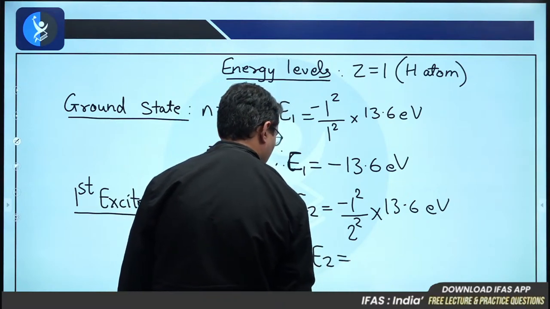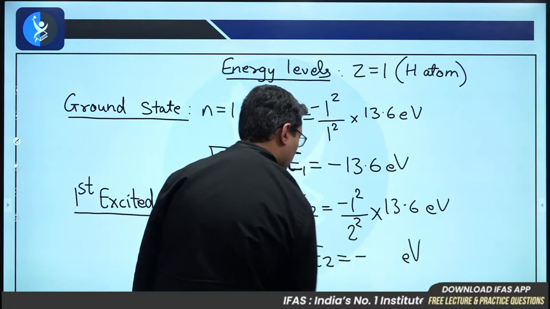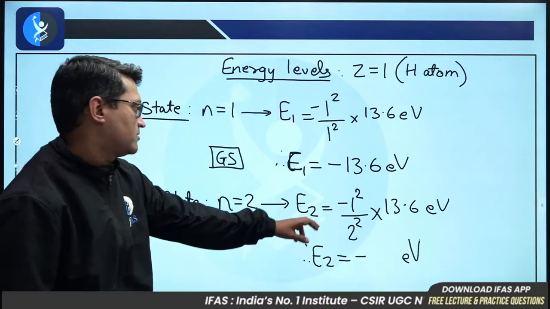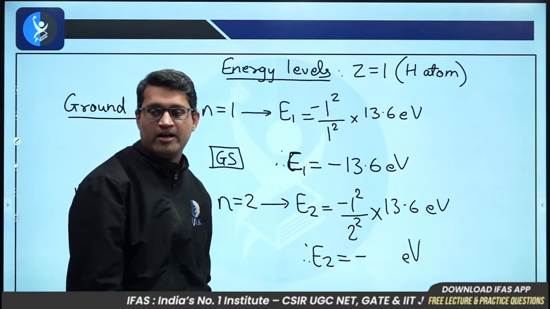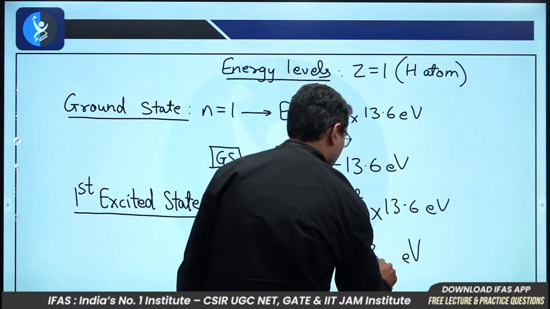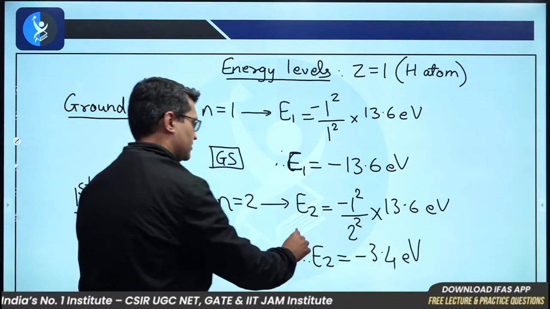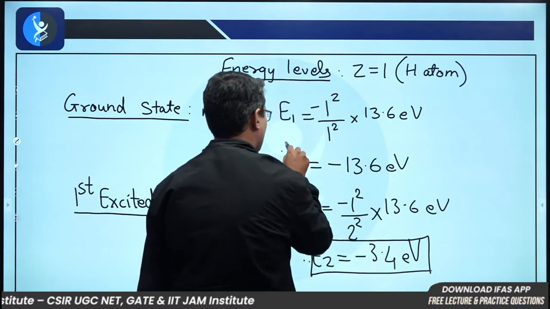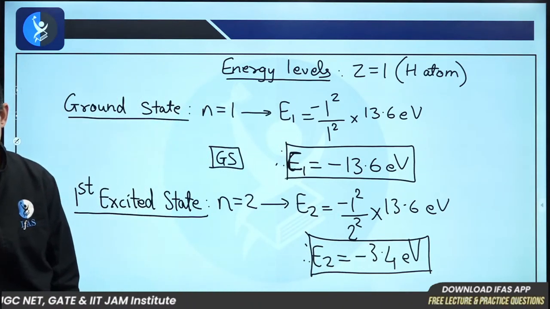Can someone tell me how much this energy will be? It will be negative and it will be in electron volts. But can someone tell me what this value is going to be? 13.6 upon 2 square, meaning 13.6 upon 4, calculate and tell me how much it will be. Correct. Very good, Pratyusha. This will be minus 3.4 electron volts.